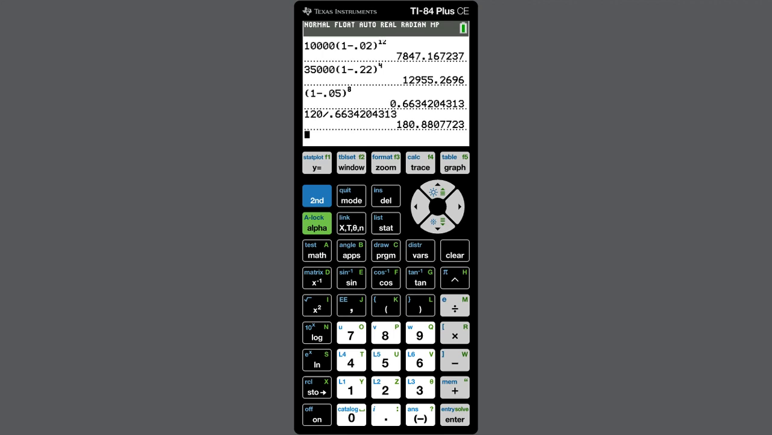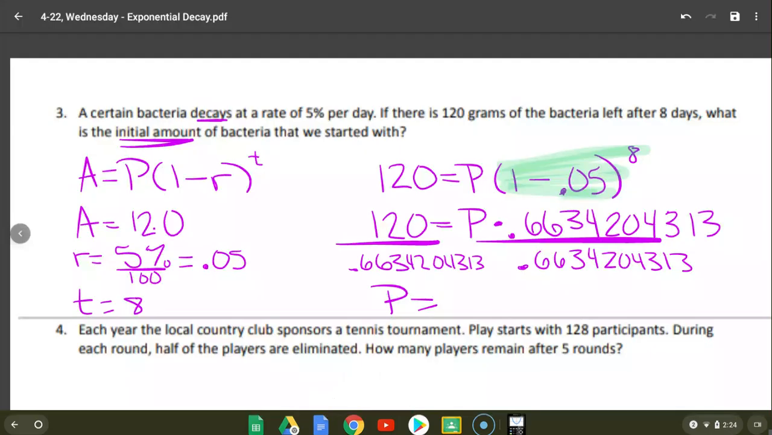And it does not tell you where to round. You could think of bacteria similar to people. We're not going to take part of it. We're going to take the whole, and population things always round down. So just cut off the decimal. So 180.